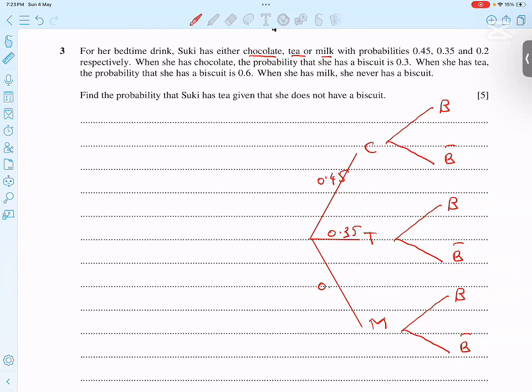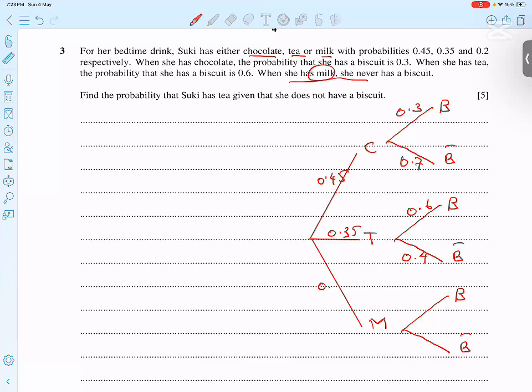So the first option: in the case she has a chocolate and she has a biscuit, it is 0.3. So naturally this branch is 1 minus that, so 0.7. In the case when she has a tea and she has a biscuit, 0.6, and the other is 1 minus that, 0.4.